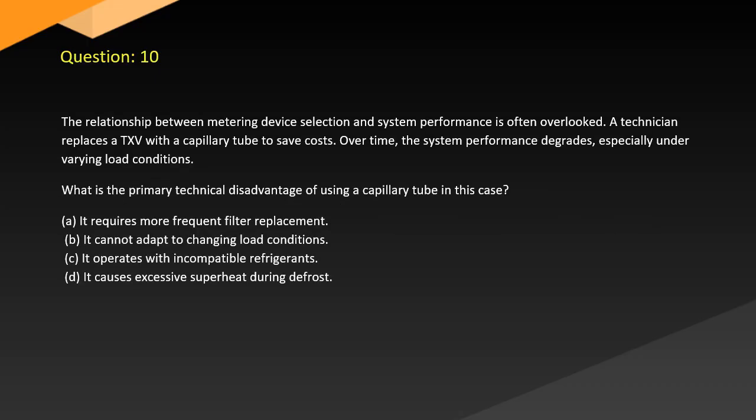Question 10. The relationship between metering device selection and system performance is often overlooked. A technician replaces it with a capillary tube to save costs. Over time, the system performance degrades, especially under varying load conditions. What is the primary technical disadvantage of using a capillary tube in this case?